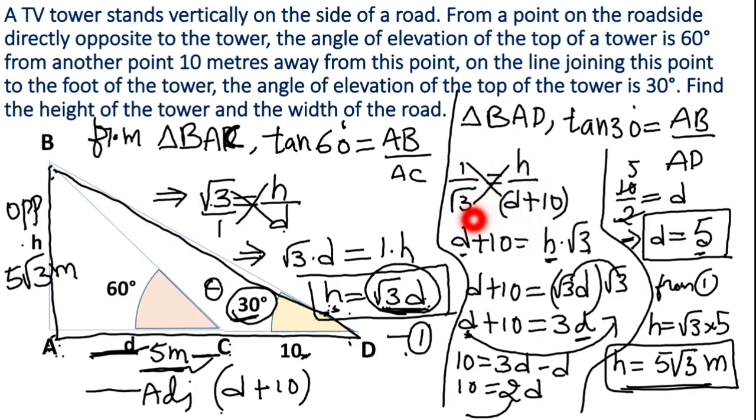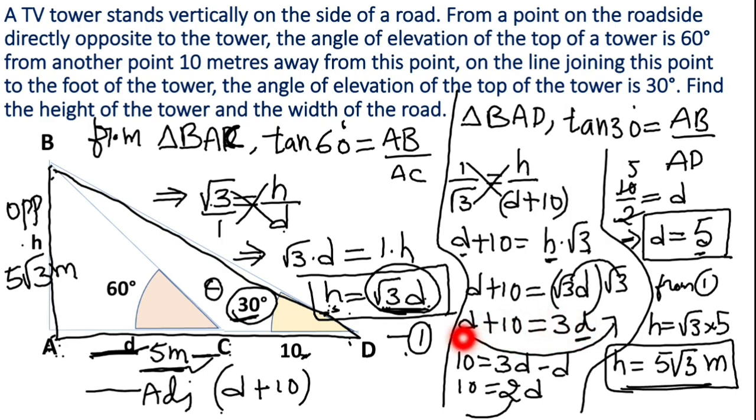And do the cross multiplication. So 1 into D plus 10. D plus 10 is equal to H into root 3. And from equation 1, we know that H is equal to root 3D. That means whenever we have H, we can substitute root 3 into D. So here I am removing H and instead of this H, I am writing root 3 into D. And already one root 3 is here. This root 3 into root 3 becomes 3D. And D plus 10 is equal to 3D.